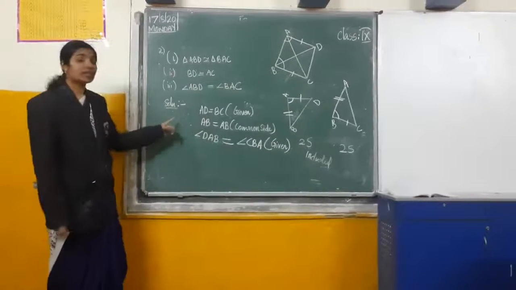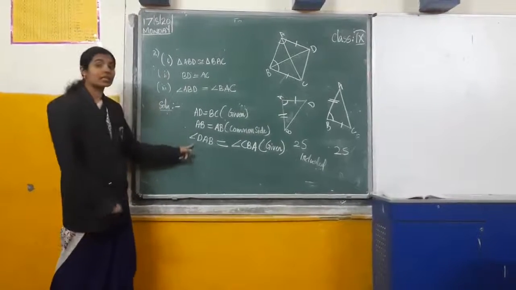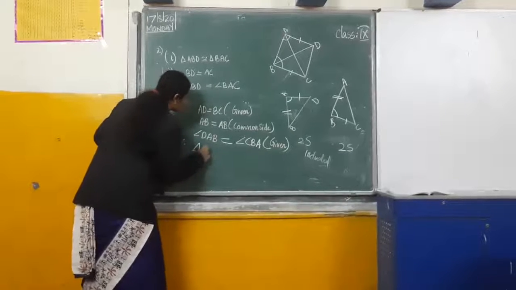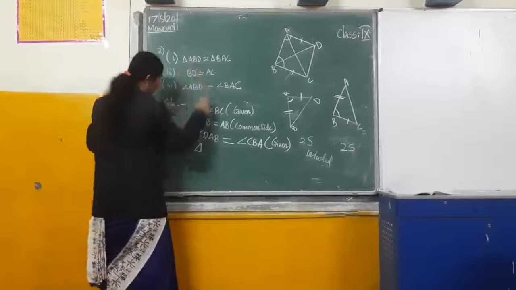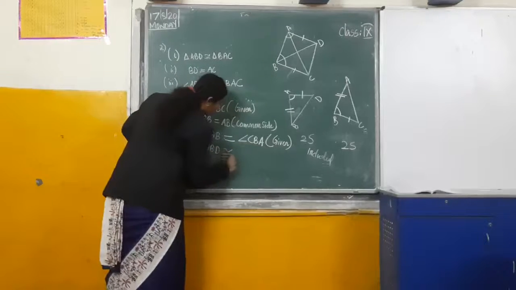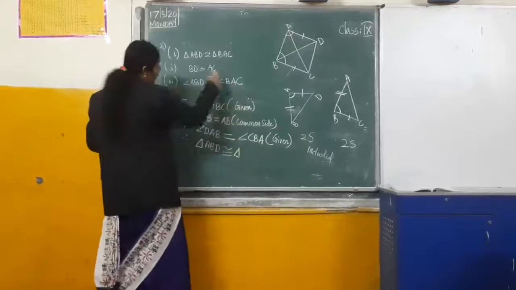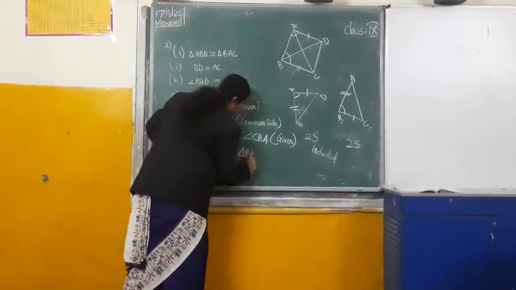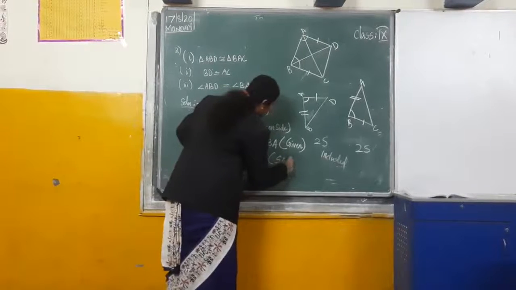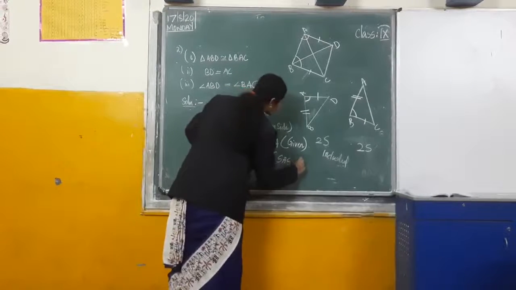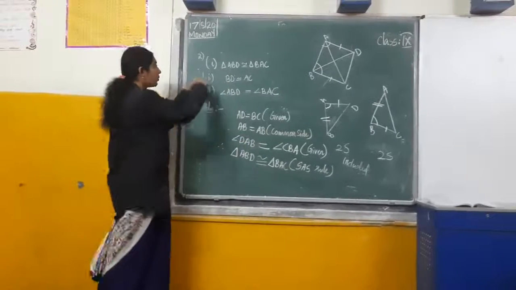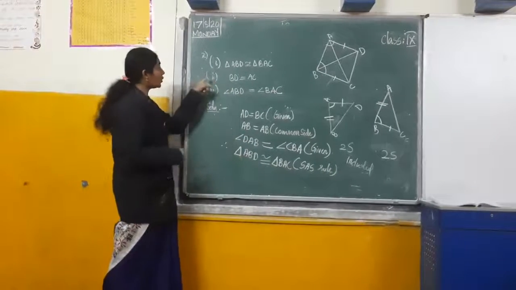Next, so what can you see? Two sides and included angles are equal. That means these two triangles are congruent. Triangle ABD is congruent to which triangle? Triangle BAC. What is the reason you should give? By SAS congruence rule. After applying this rule, the first one we have proved. Now you see the second one.